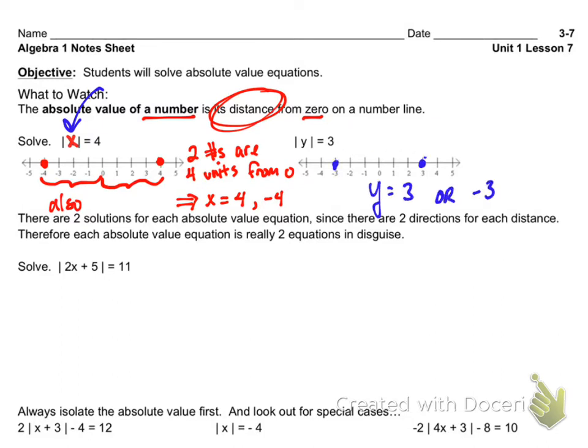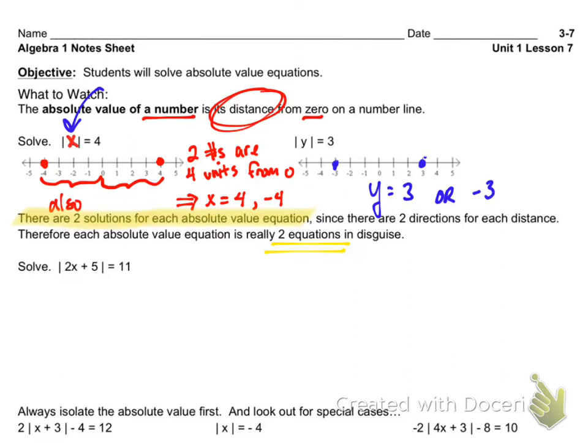So 3 units from 0, y could equal 3 or negative 3. Now let's solve some of the problems we'll be giving you. So the big idea here is there's really two equations in disguise when you have absolute value bars. All right, so be looking for those on your next test.